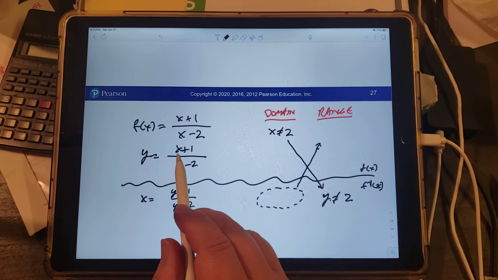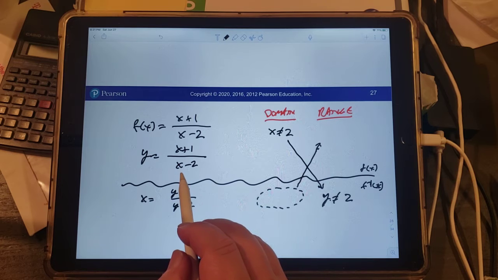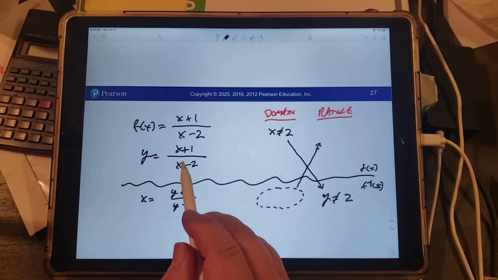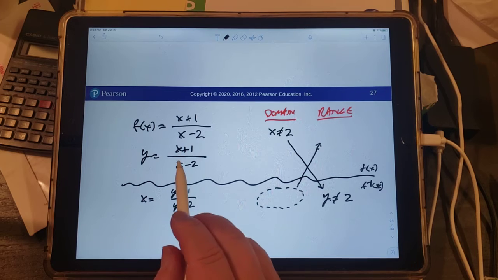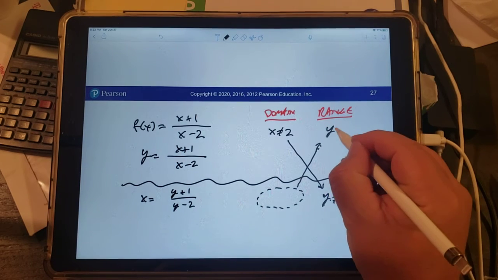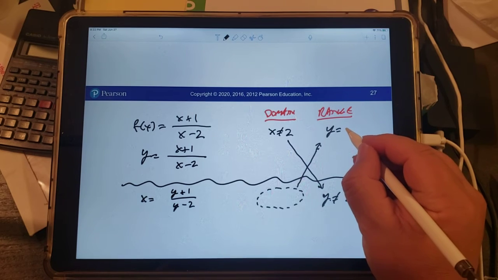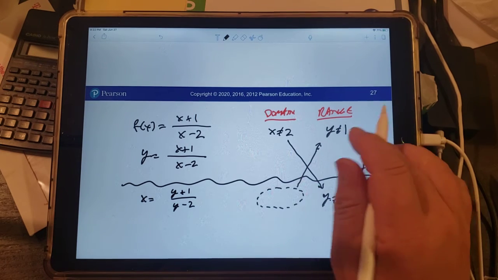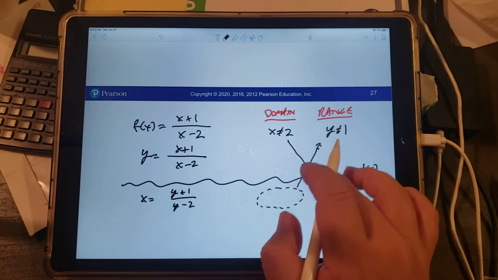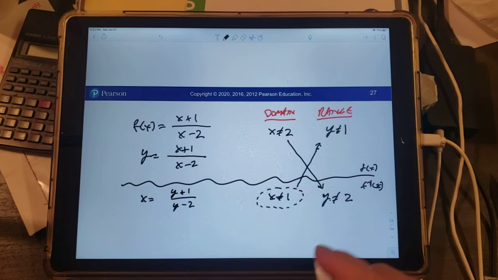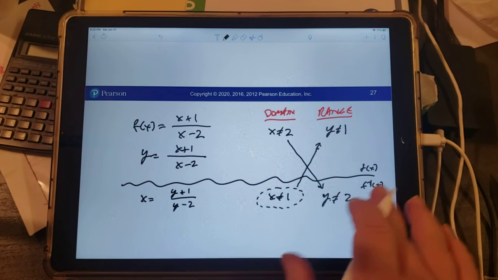Well, for a fraction to equal 1, the numerator has to equal the denominator, and x plus 1 is never going to equal x minus 2. They just can't equal each other. It's also where the horizontal asymptote is, and the graph never crosses or touches this particular horizontal asymptote. So y is not equal to 1 is the range, and that means I'm predicting that x is not equal to 1 is going to be the domain of the inverse function.